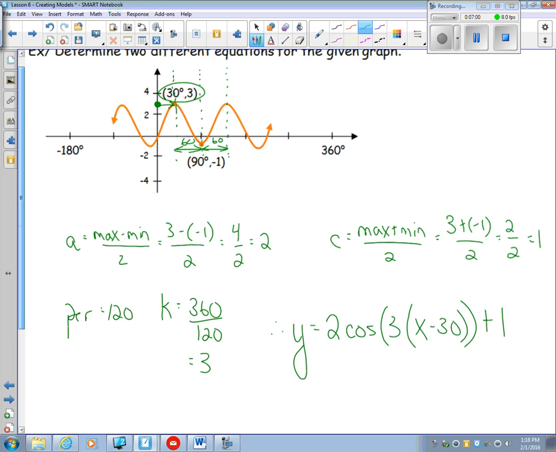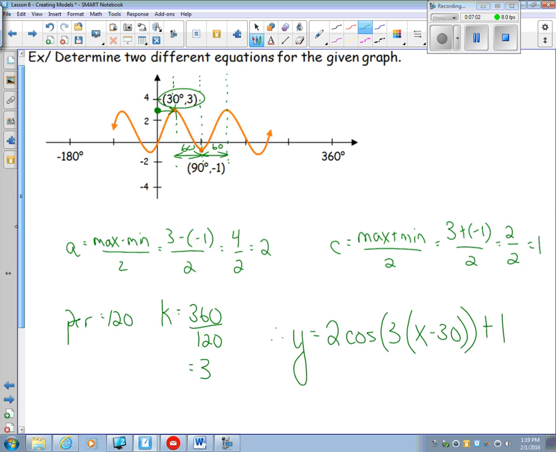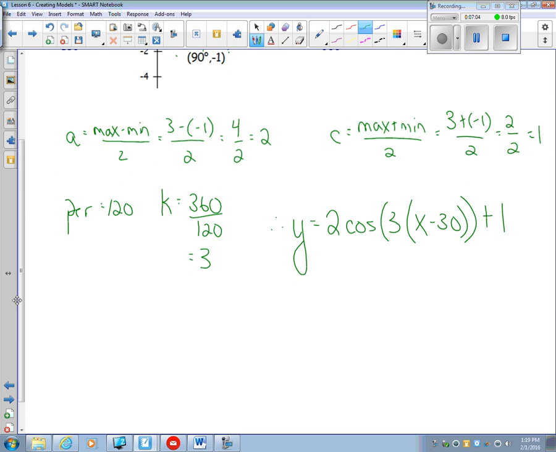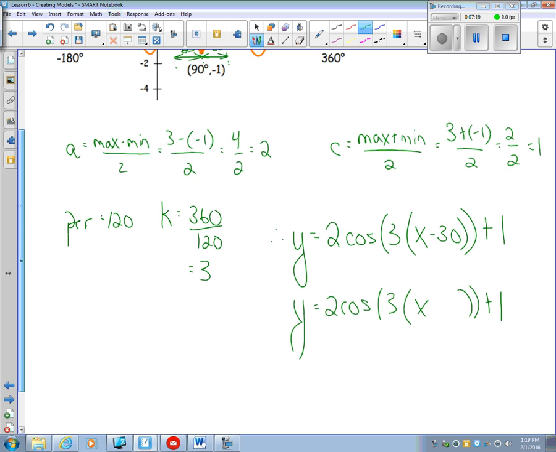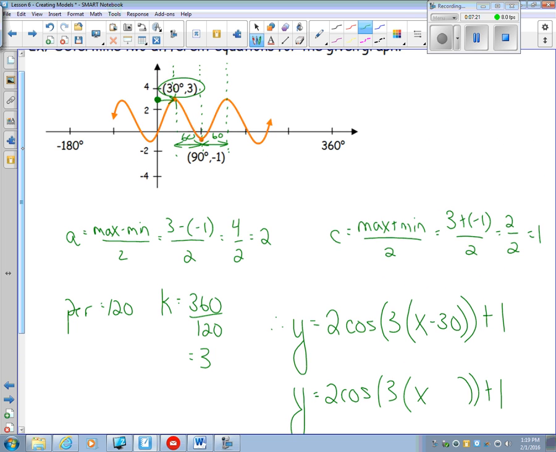Okay, the question asked us to find 2 different equations for the given graph. Well, how can I find the second one? Well, I could take a lot of the same things, because the amplitude's the same, the period's the same, the central axis is the same, and choose a different phase shift. Okay, let's say I wanted to say, oh, it's not starting at 30 and 3. No, I'm going to start my graph here, at this point.